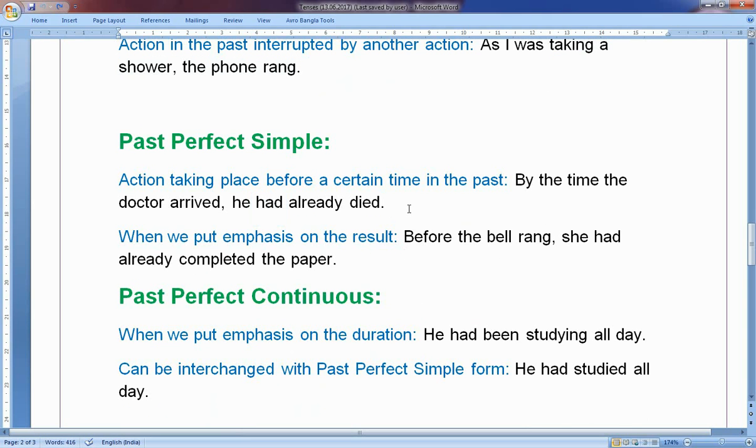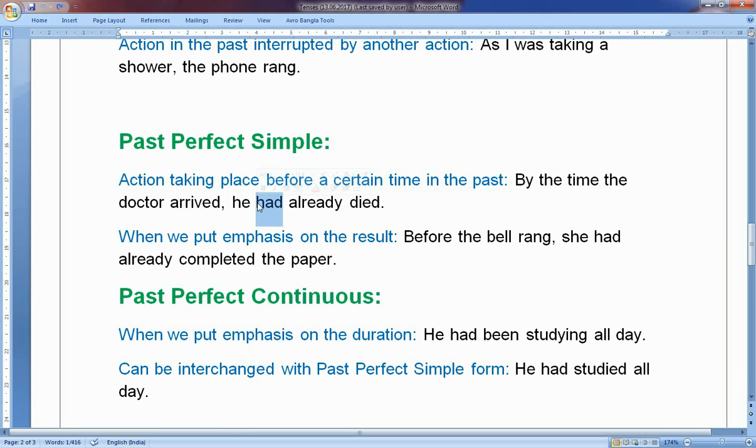Action taking place before a certain time in the past, which means that before the second action happened, another action has already been completed. Example: by the time the doctor arrived, he had already died, which means the man was dead before the doctor came. We have made that absolutely clear.